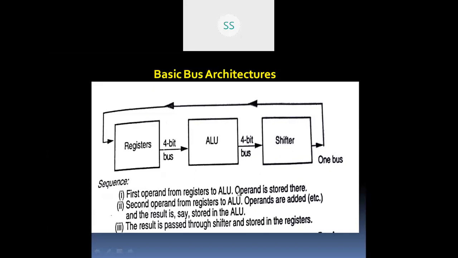So first one operand will enter. In the next step, the second operand from the register will move to the ALU. Then the operands are added. Whatever function the ALU performs is carried out on both operands, and the result is stored in the ALU. The result is passed through the shifter, and it is stored again in the registers. This kind of execution is called one bus architecture.